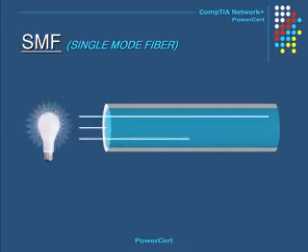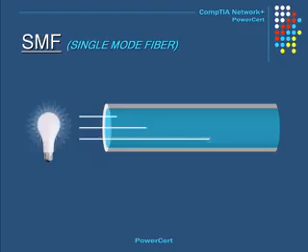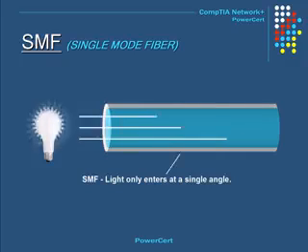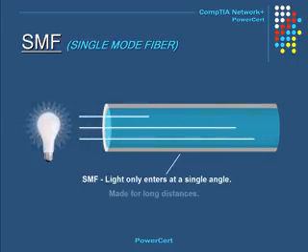Now there are 2 different modes in fiber optics: single mode fiber and multi-mode fiber. Single mode fiber is a fiber optic cable that allows light to enter only at a single angle, as you can see here. So when this type of transmission of light enters at this angle, it can span great distances.